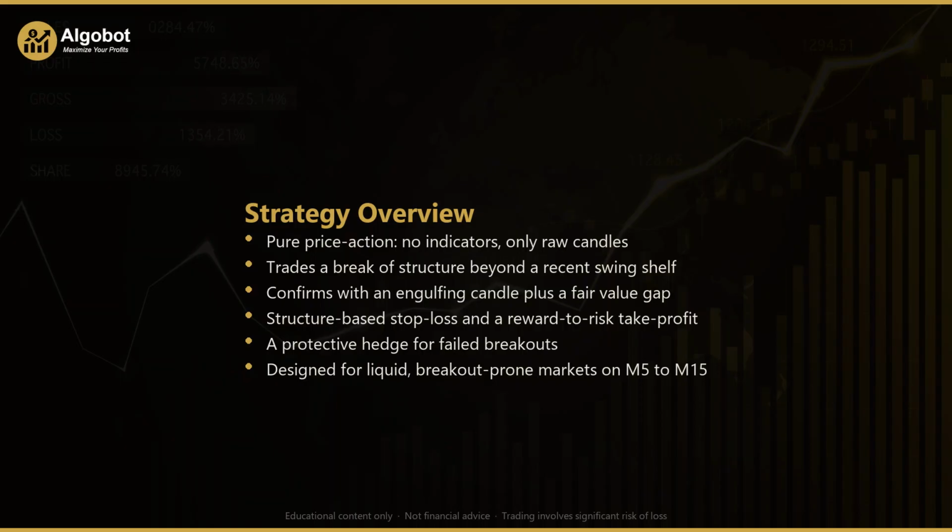The market it's aimed at is a liquid, breakout-prone instrument. The source notes examples like a major currency pair such as the British pound versus the US dollar, or an index such as US 30, on the 5-minute to 15-minute time frames. Those are markets that tend to produce clean structural breaks rather than slow, sideways drift.